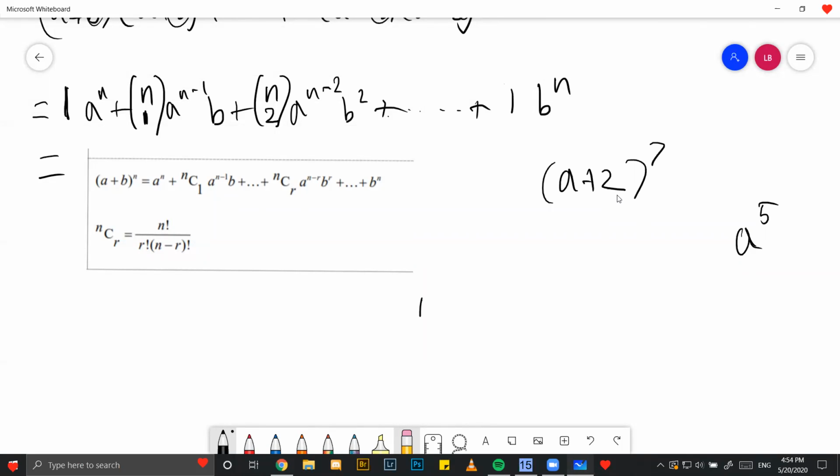You know that your form is going to have n choose r. I'm using a different notation with the bracket instead of the C because I prefer this one, but it means the same thing. So n choose r, a to the n minus r, b to the r. I know that n is 7, so I can replace the n with 7. Then 7 minus r, and I want a to the 5, so I need a to the 7 minus r to be a to the 5. That means r is 2, and I can replace everything with 2's.